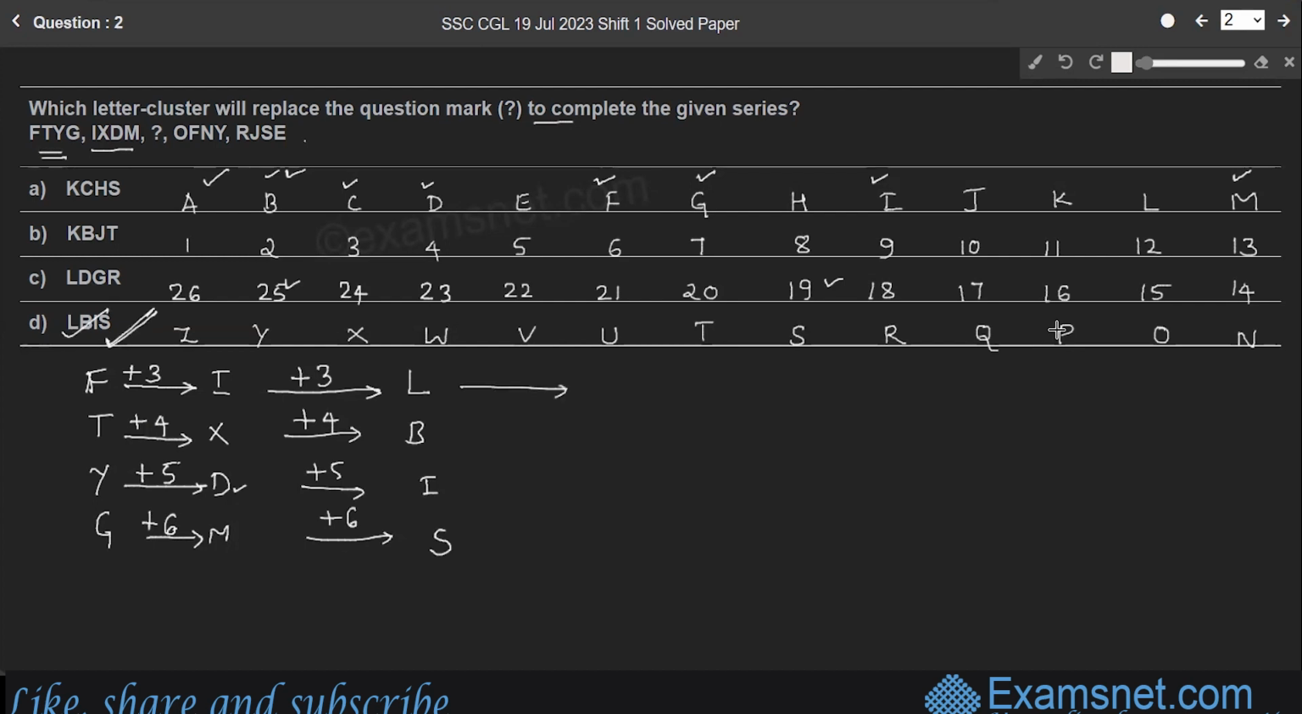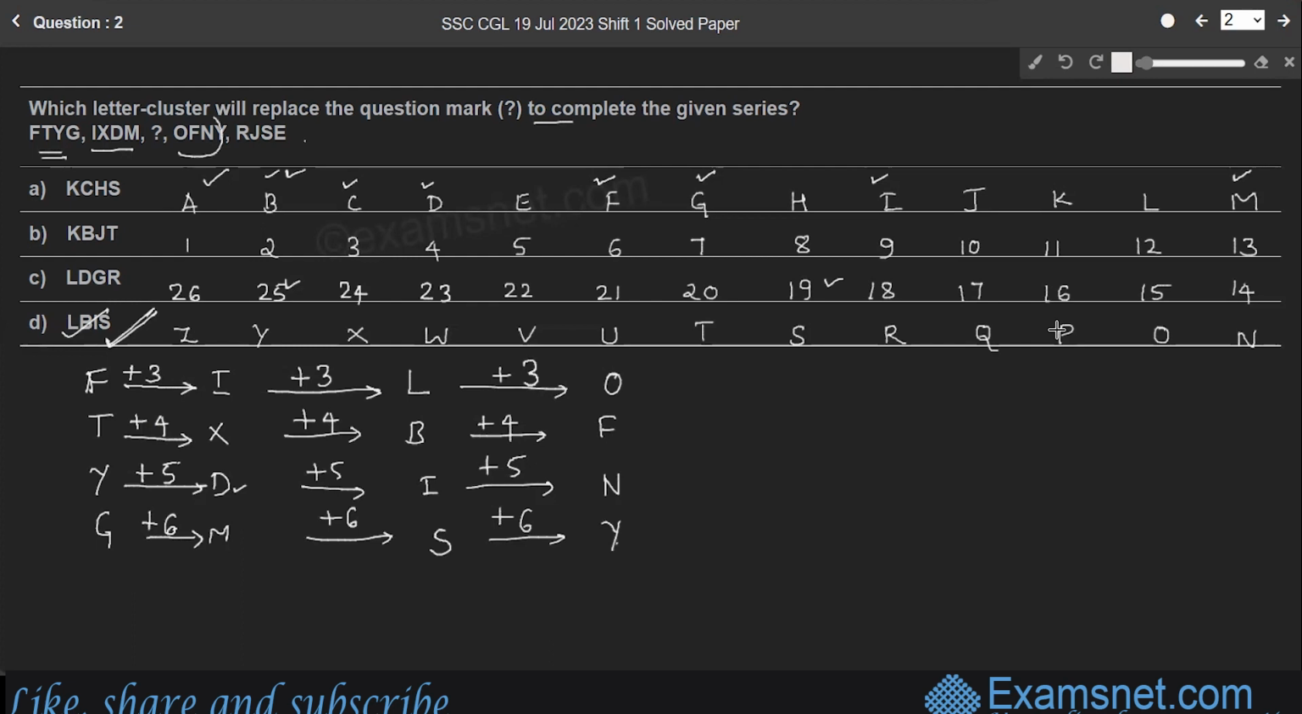You can verify the answer by taking the next cluster, the fourth letter cluster. In that, the rule is first letter plus 3, second letter plus 4, third letter plus 5, fourth letter plus 6. So L plus 3 is 12 plus 3, which is 15, O. B plus 4, B is 2 plus 4 is 6, which is F. I plus 5, 9 plus 5 is 14, which is L. Right? So S plus 6, 19 plus 6, 25, which is Y.